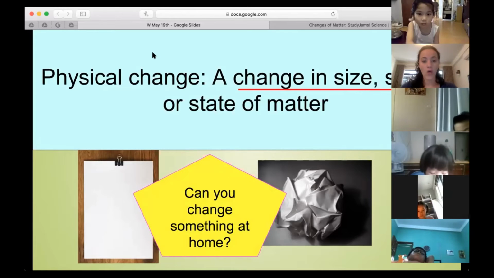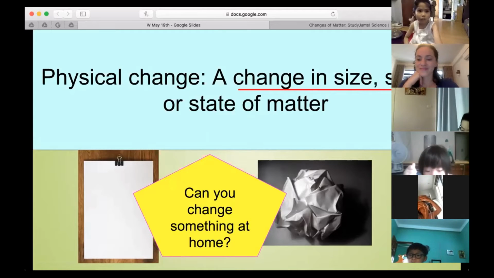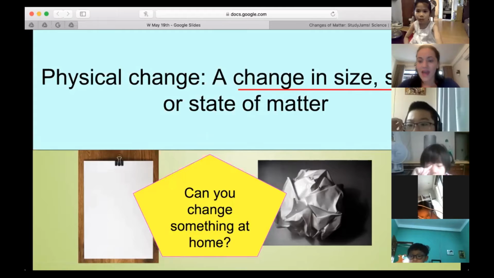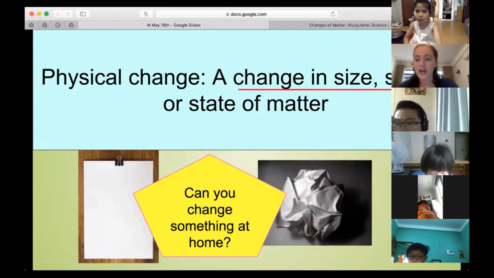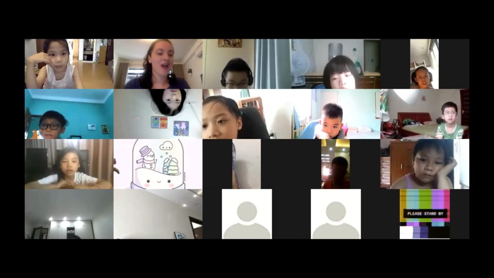Can anyone think of something at home that they could change the size and shape of? Taylor, go ahead. What do you have at home? I don't know how to say this one. Is it used to charge your computer or your phone? Yes. It's called a wire, a charging wire or a charging cord. So how can you change the wire, Taylor? I can make it like a circle and I can put it straight again. Very good. So what kind of change is that, Taylor? A physical change. Ah, good job, Taylor. A physical change.